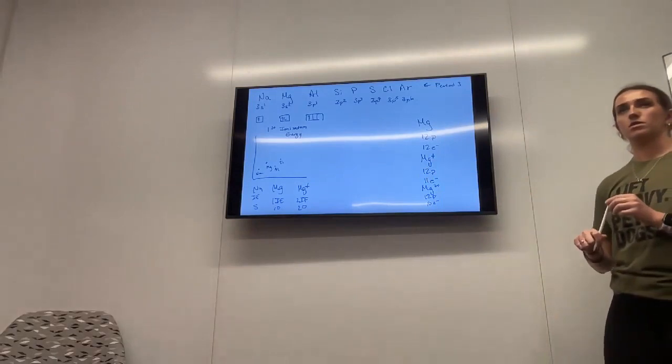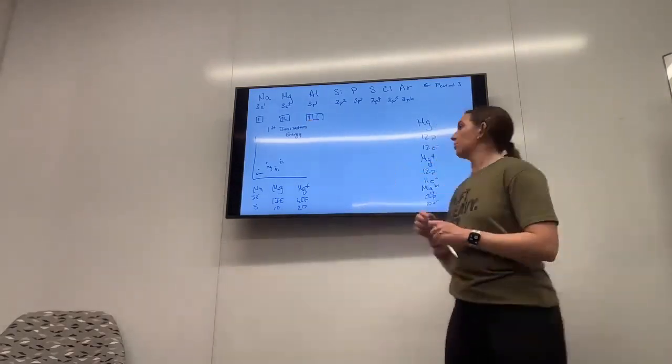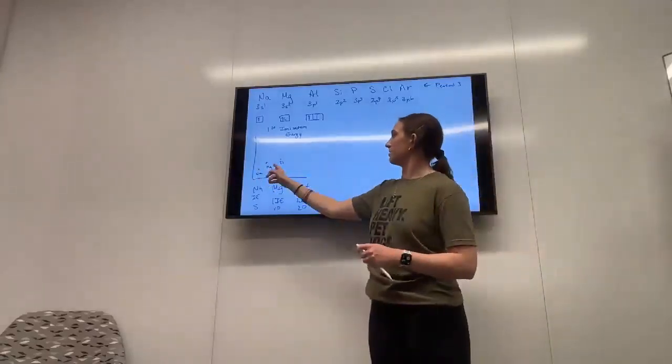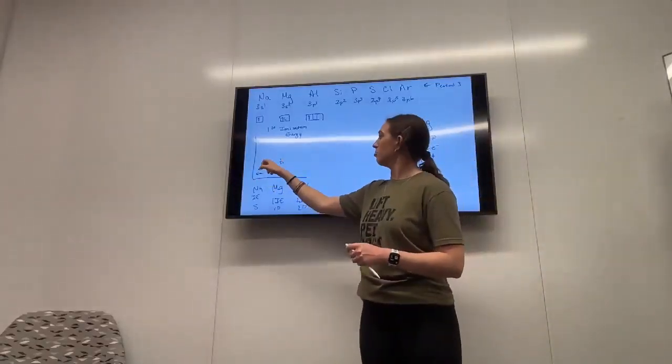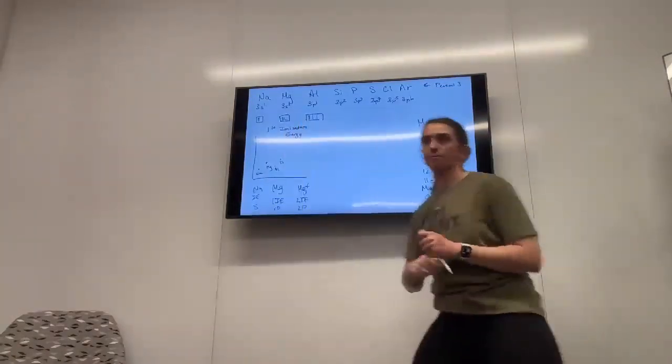Wait, why is aluminum smaller than magnesium? Because it's only one unpaired electron. Okay. So it's still going to be higher than sodium because it's a little bit farther away from the nucleus, but your magnesium is still going to be higher because you have to get rid of that paired stuff here. Thank you.